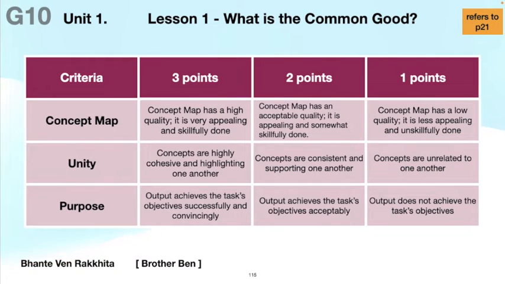Okay, there's the criteria. It has a high quality, is very appealing and skillfully done for 3 points. About unity, highly cohesive concepts and highlighting one another. And the purpose of it, it achieves the task objective successfully, convincingly. 1 point, the concept map has a low quality, less appealing, unskillfully done, and in terms of unity, the concepts are unrelated to one another, just 1 point, and purpose doesn't achieve the task objectives.